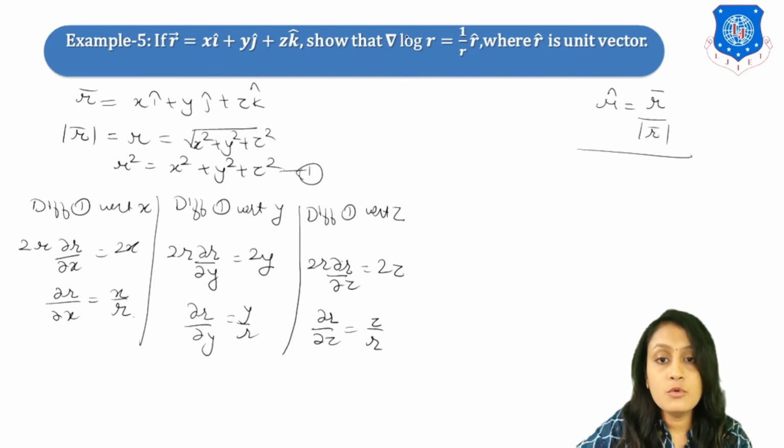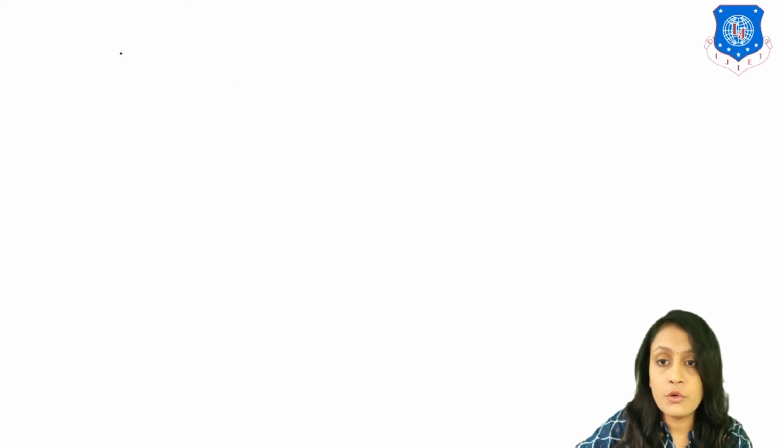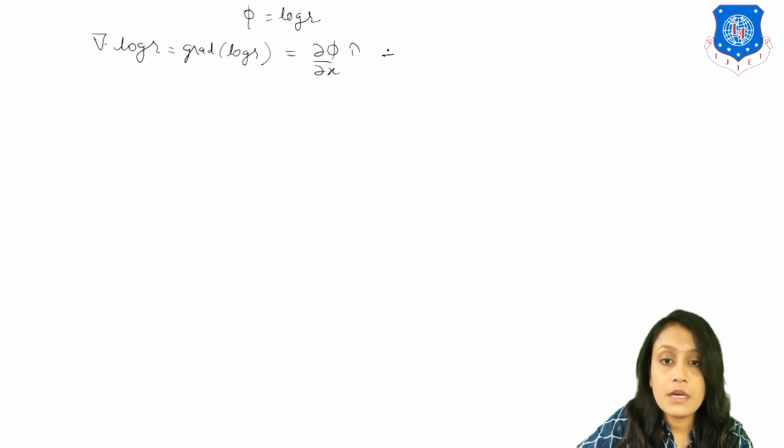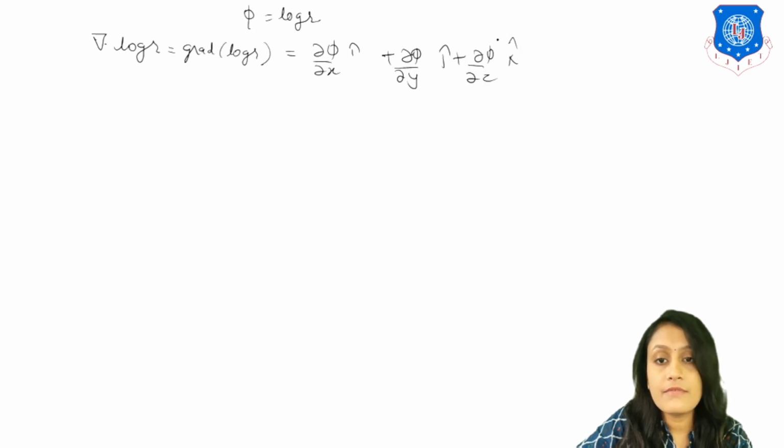Now we have to find del of log r. Del means gradient, so del log r means gradient of log r. Now the formula is, suppose this is phi, so this is del phi by del x i, and here phi is log r, plus del phi by del y j plus del phi by del z k. This is the formula.